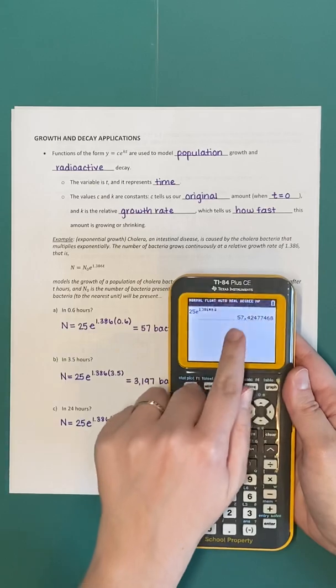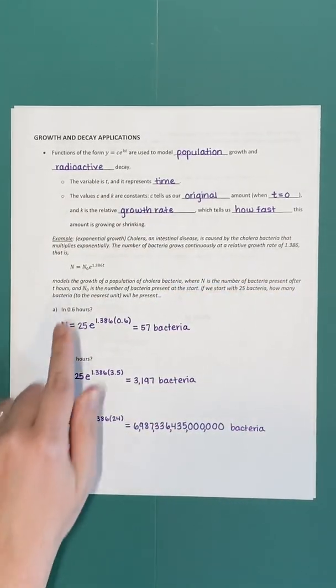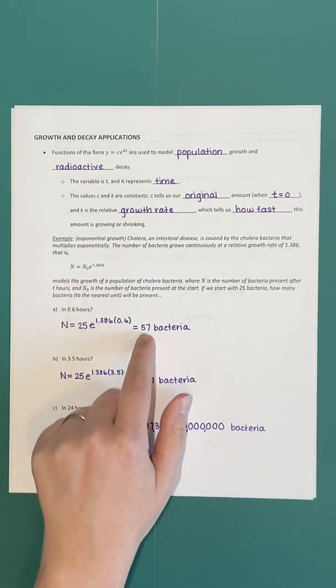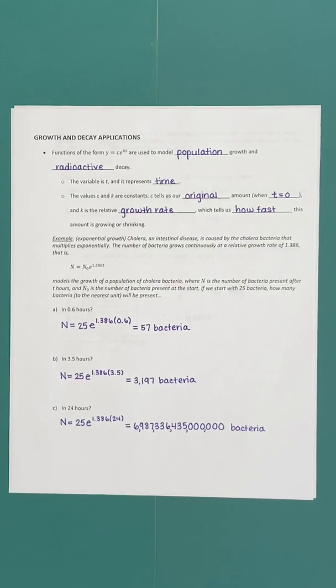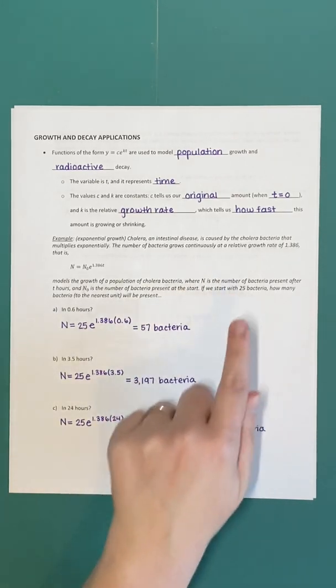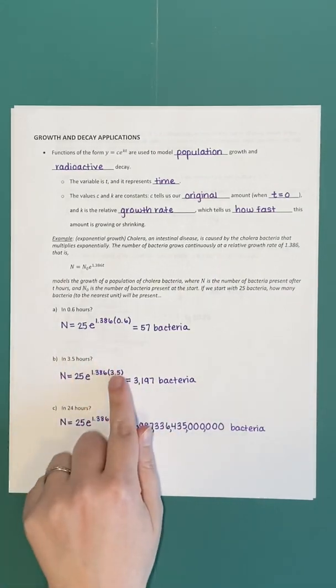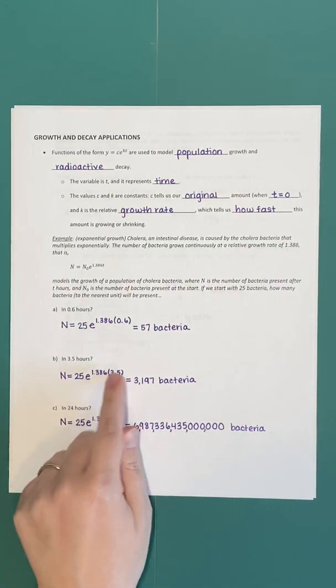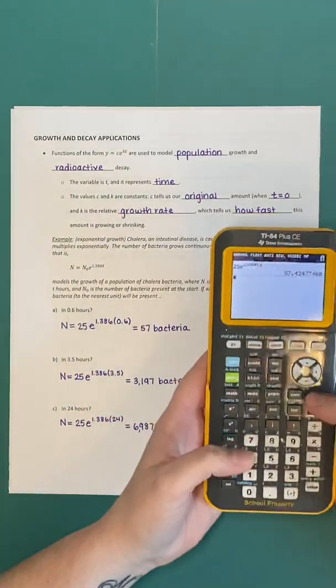So rounding to the nearest unit, that's going to be 57. So in this case, after 0.6 hours, we have 57 bacteria. So we've grown from 25 to 57. Okay, how about 3.5 hours? So now 3.5 hours, it sat there, it started at 25, how much is in it now? Well, same kind of thing, same model, but now t is going to be 3.5 instead of 0.6. So let's evaluate that one.